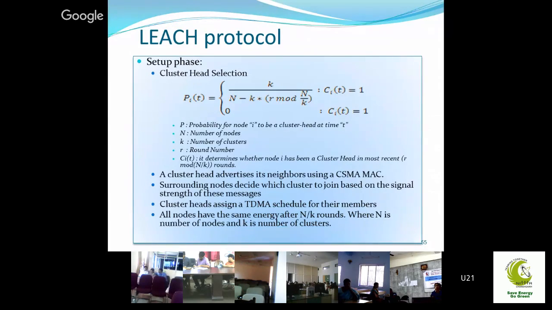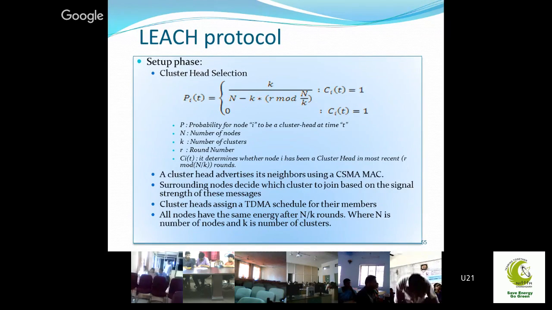So how are the clusters formed? For cluster head selection, we are having a probability, and that probability considers the round number as well as those nodes which have not been cluster head in the previous rounds. So it gives a fair chance to all the nodes to become a cluster head. Once the cluster head has been selected, it advertises the cluster head selection through an advertisement message to the neighboring nodes, and the surrounding nodes decide which cluster to join based on the signal strength of these messages. Once the clusters have been decided, the cluster head assigns a TDMA schedule to its members, and each and every node transmits only in its assigned time slot. So all the nodes have the same energy after n upon k rounds. That's how the energy is equally distributed.